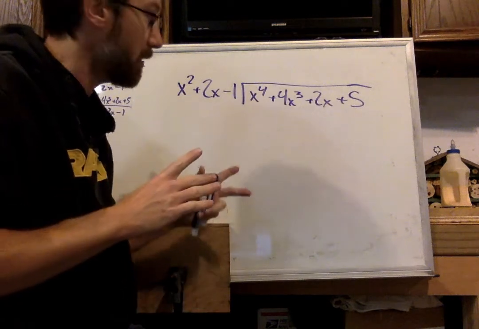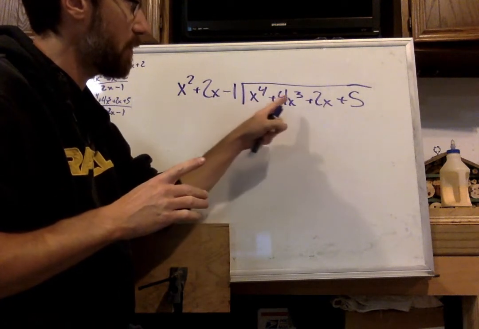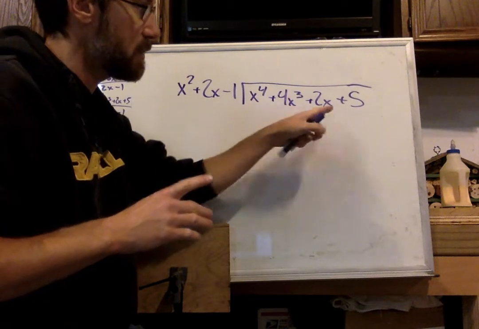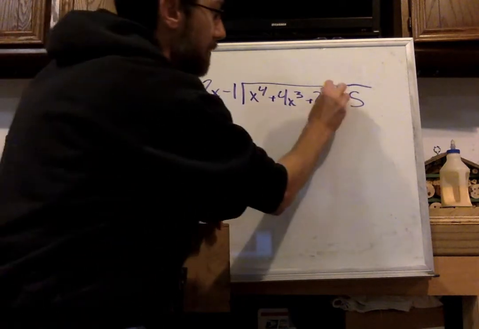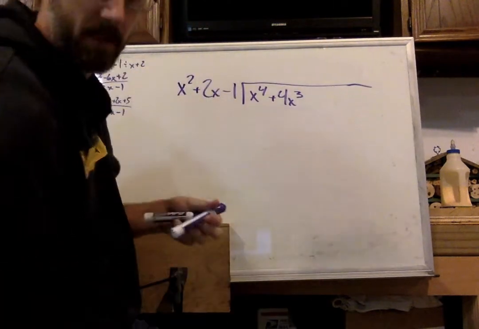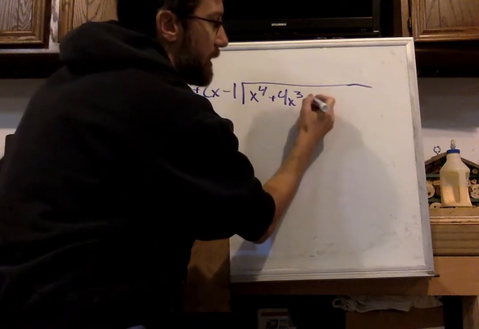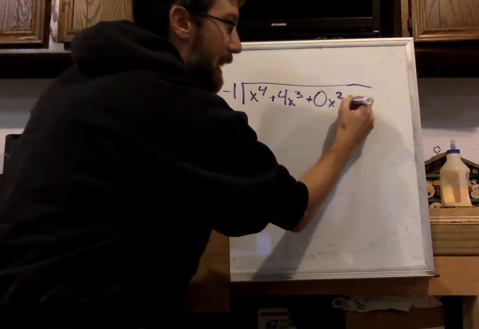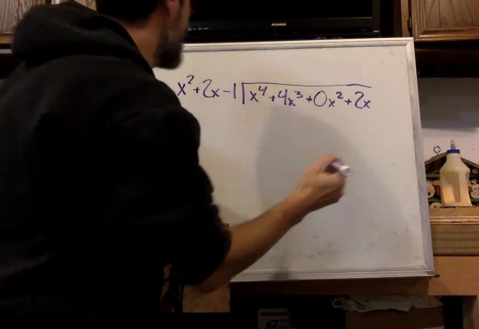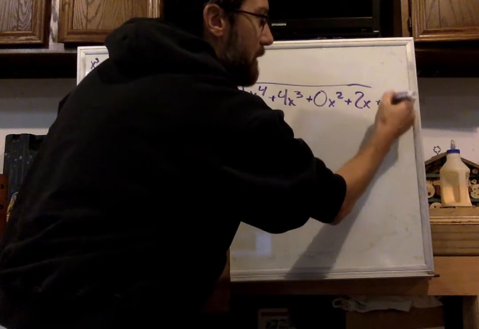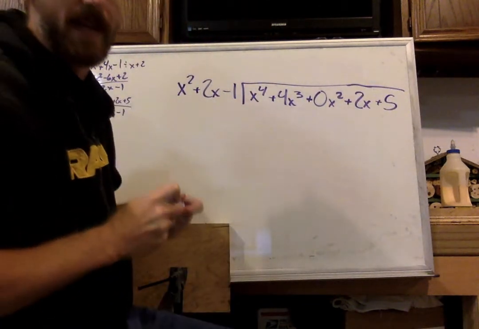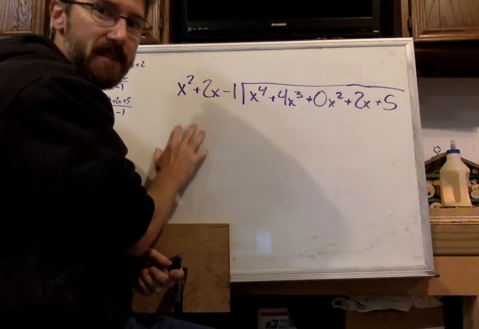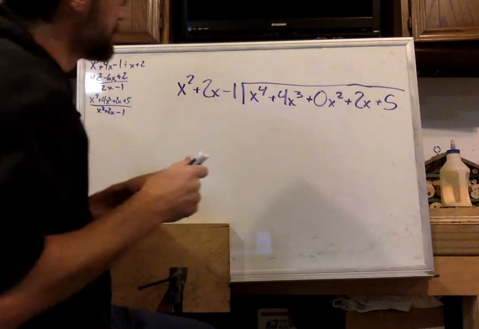However, I notice x to the fourth, x cubed, missing an x squared between the x cubed and the x. So what I'm going to do is put in a 0x squared. Now, that isn't absolutely 100% essential, but it is going to make things line up a lot nicer if I have a row specifically for x squared, especially on something like this that's going to be a little bit messier.